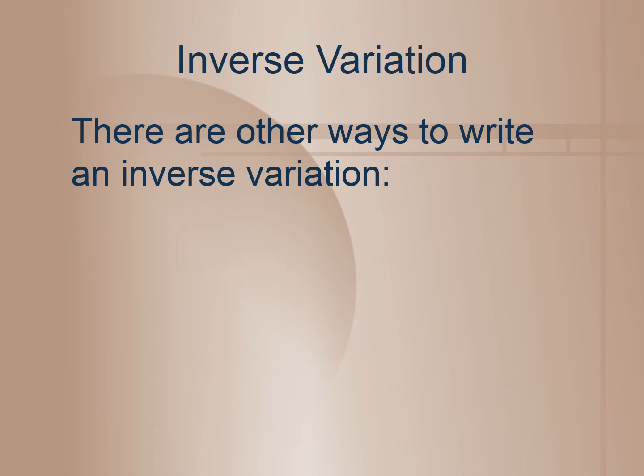In order to write the inverse variation, remember it was x times y equals k, and that's how you found your k. But if you're looking for the function rule, it would be y equals k over x, because you're solving for y, because that's how we write functions: y equals, or f of x equals.